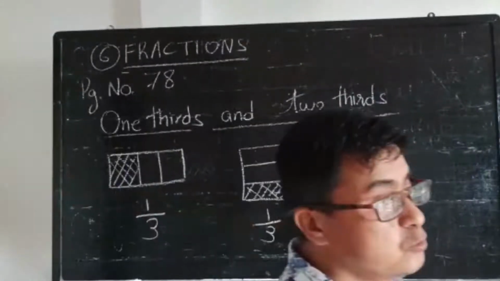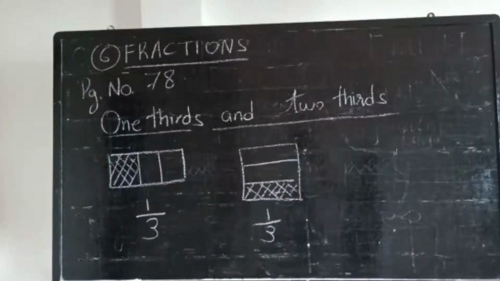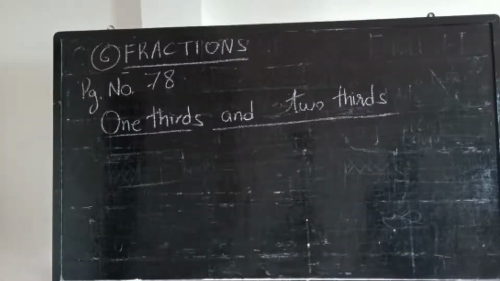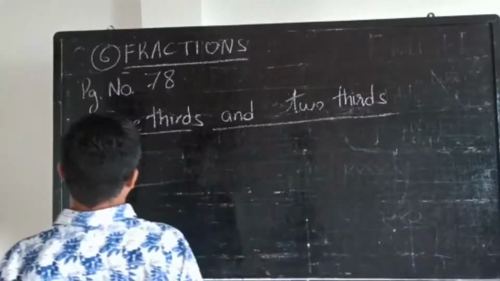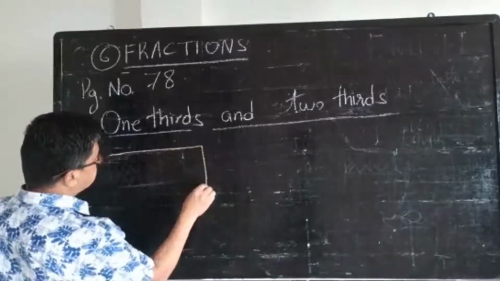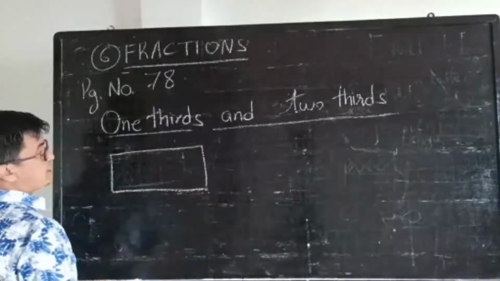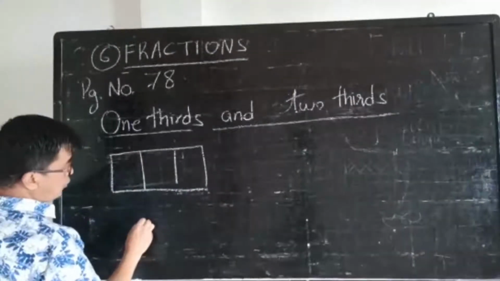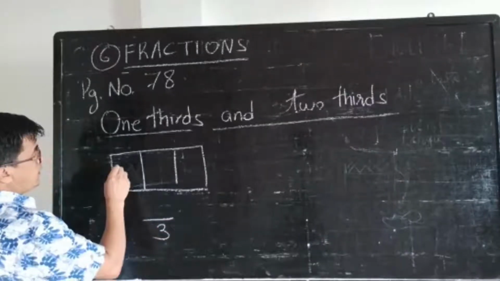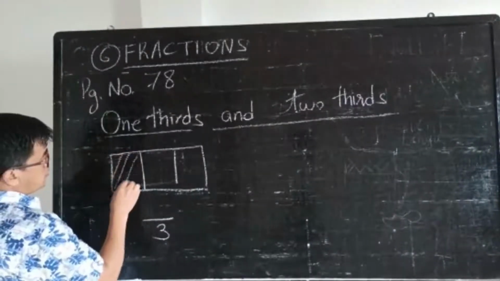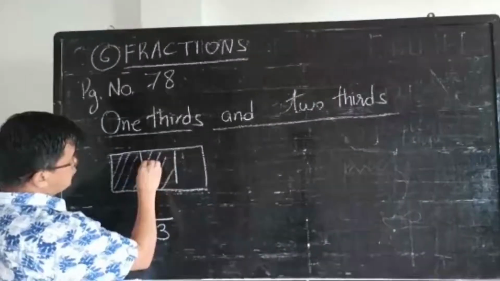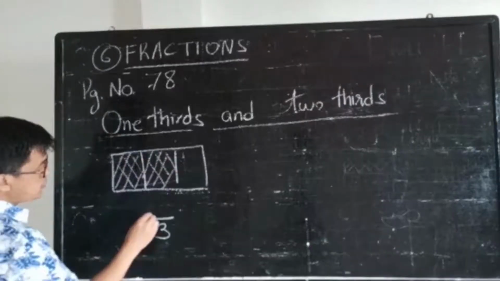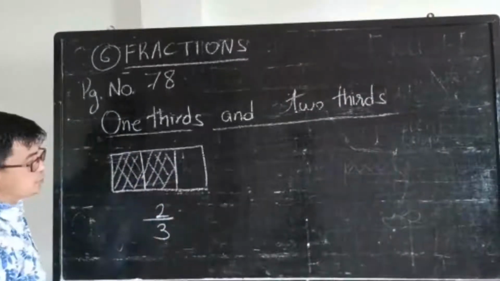Now we learn about 2/3. Again, let's take an example of this rectangle here. We divide this rectangle into 3 parts: 1, 2, 3. How many parts are there? All 3. Of these 3, I shade only 2 parts: 1, 2. So how many parts are shaded? 2. This is 2/3.